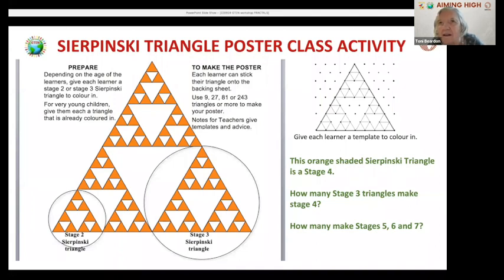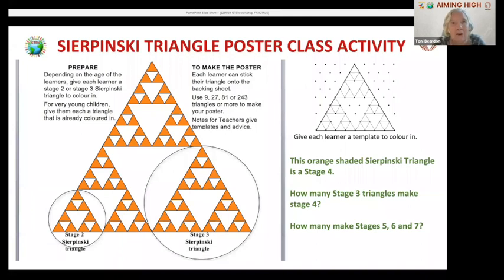Okay, Melanie says, so that will be the answer to the first question. How many stage three triangles make stage four? The answer that Melanie is giving is three. And that is something that young learners can see very easily, especially if they place the pieces themselves. They can see that very clearly. And if we were in one place, we'd actually do this because it's such fun to do, even for grown-ups. So we'd all colour our triangle and bring them to the board and stick them on, and we'd watch it grow.